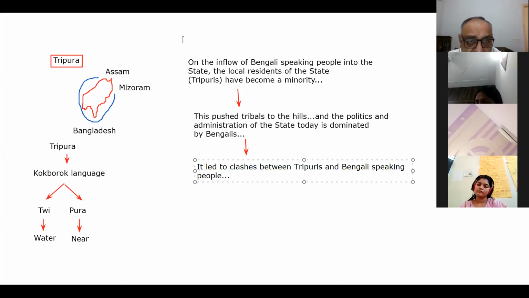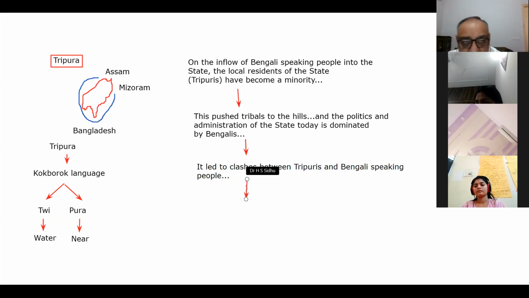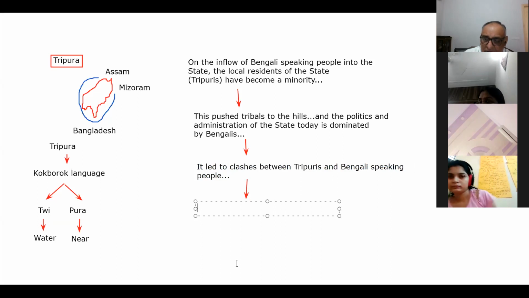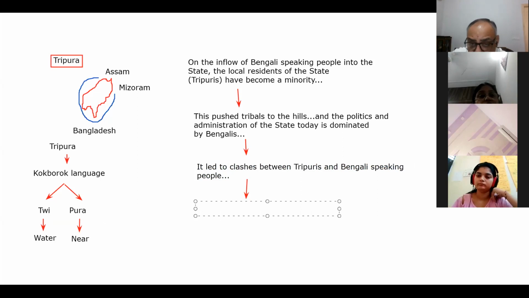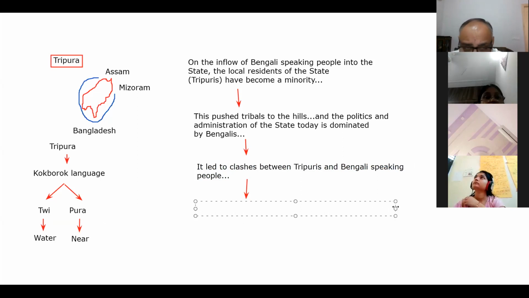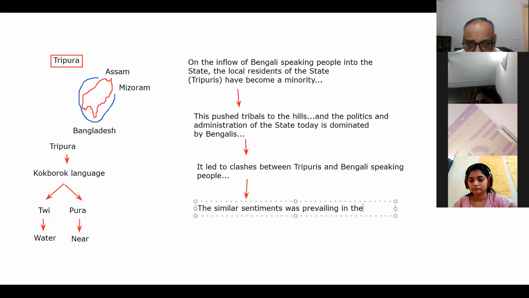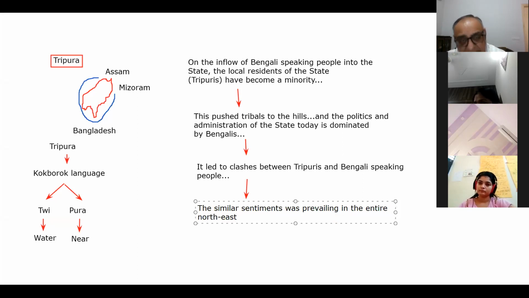The similar sentiment was prevailing in the entire northeast, पूरे नॉर्थ ईस्ट में। असम में भी वैसा ही था कि बाहर के लोग आ गए, मणिपुर में भी वैसा ही था, बाहर के लोग आ गए, मेघालय में भी वैसा ही था। So the similar sentiment was prevailing in the entire northeast, right? पूरे नॉर्थ ईस्ट में ऐसा ही सेंटिमेंट था जो प्रिवेल कर रहा था, राइट?